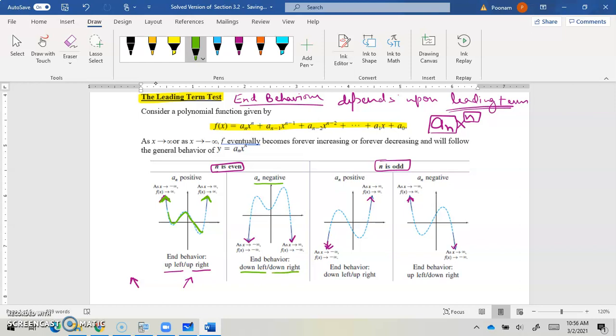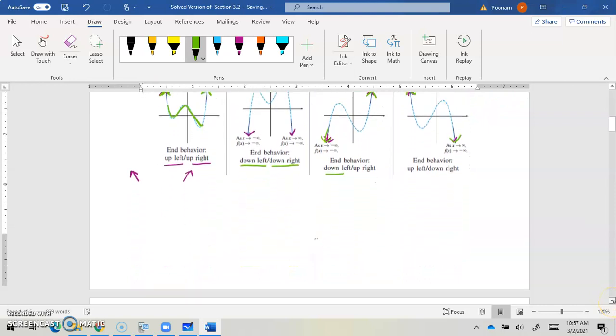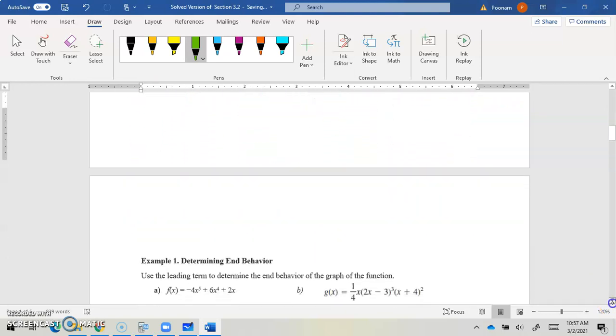Next, what happens when n is odd? If n is odd and the leading coefficient is positive, the graph goes down on the left side and the graph goes up on the right side. Similarly, the last one, if n is odd and a_n is negative, the graph goes up on the left and down on the right. Now, you can either remember this table.